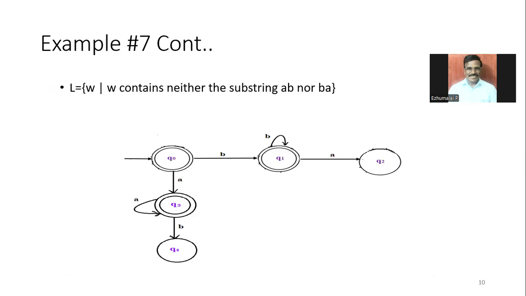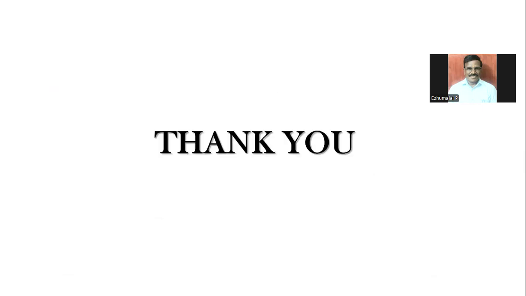Suppose you are giving BA. BA means two inputs, B and A. B goes from Q0 to Q1. Again, if you give A, it goes from Q1 to Q2. Q2 is not a final state. So BA is also not accepted. Thank you for listening to this unit 1.